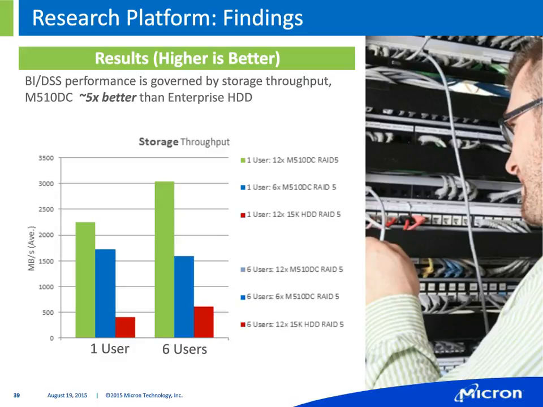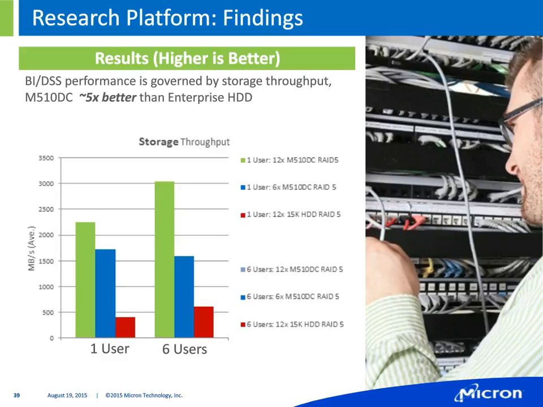Made a lot of sense. But when we looked at the actual numbers, by the way, this data is laid out similarly. The vertical axis in this case is megabytes per second, total throughput for the storage. We've got 1 user stimulation on the left. We've got 6 user stimulation on the right. And we've got color coding to indicate what the storage config was. But what's interesting is this one's inverted. So in this case, a taller bar is better.